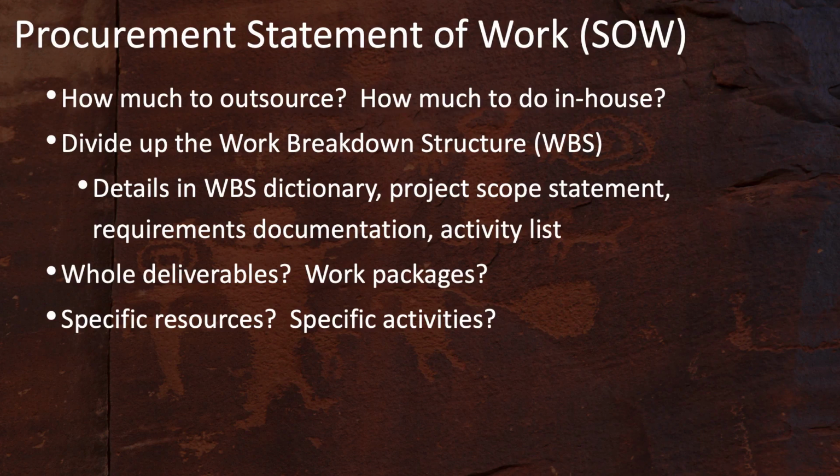Then you take a look at this work breakdown structure and all of these details and determine whether or not there are whole deliverables that you'd like to outsource, or if you want to break this down to individual work packages that need to be outsourced. Or perhaps it's not by deliverable or work package, but more a matter of missing resources that you need to add to your project. Or perhaps certain specific types of activities that you need help on. All of this information needs to be considered so that you can come up with a detailed, unambiguous procurement statement of work.